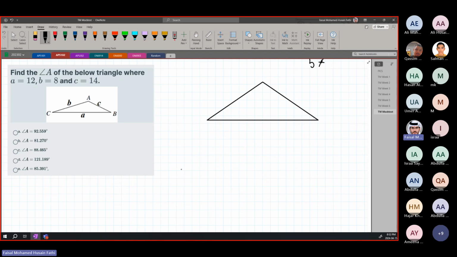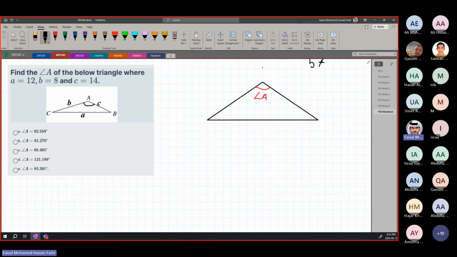They want us to find the angle of A. The angle of A is basically here, this angle. In the question, it says angle of A, and they put this as point A. So this is our angle of A. All right, so this is angle A.